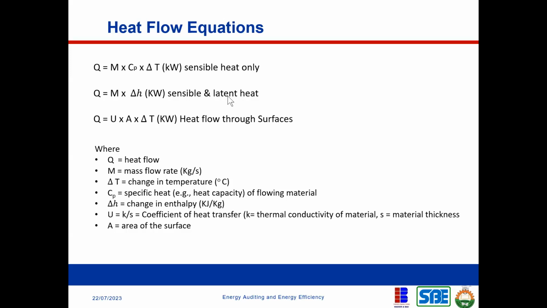So you need to understand these terms that have been defined here. Like I say, the Q here is heat flow, and the M is mass flow rate. The DT is change in temperature, CP is specific heat, and then you have change in enthalpy, and then you have your coefficient of heat transfer, which applies when you're talking about heat through a surface. Then you have your area of the surface.